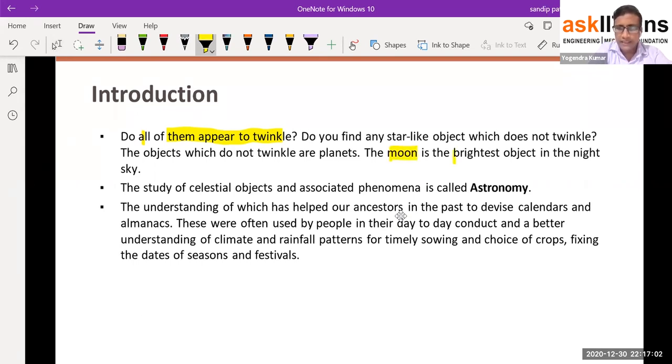Then the moon is our natural satellite, Earth's natural satellite. It is the brightest object in the night. You can see up in the sky, you will see the moon there. It is the brightest one. And astronomy is the study of celestial objects and associated phenomena. So this is called astronomy.